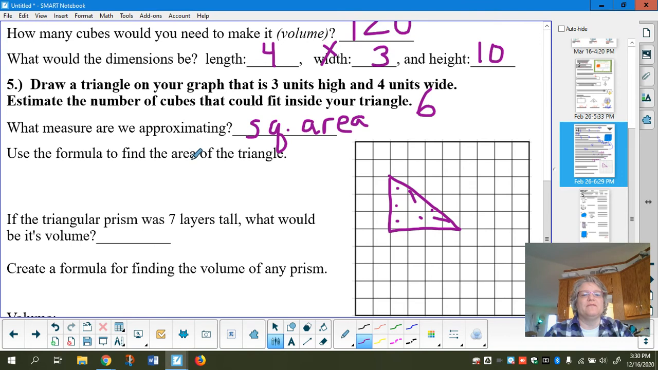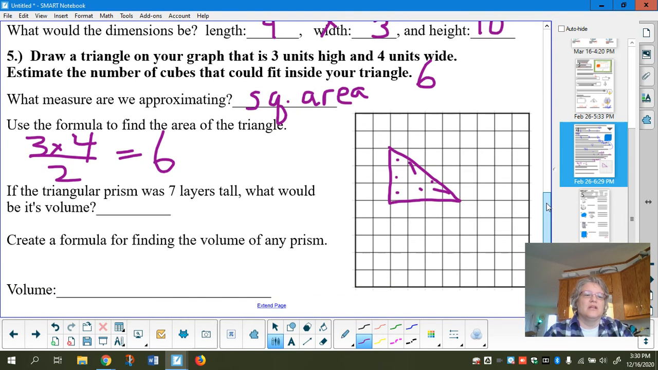Okay, use the formula to find the area of the triangle. The formula is base 3 times height 4 divided by 2. 3 times 4 is 12. 12 divided by 2 is 6. 6 square units. If the triangular prism was 7 layers tall, what would be its volume? So it's got 6 cubes per layer for 7 layers. I'm building it towards me. 6 times 7 is 42.